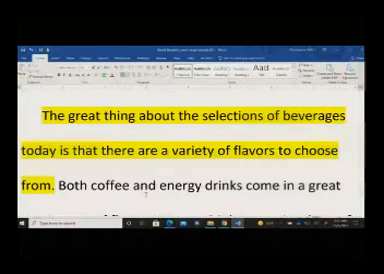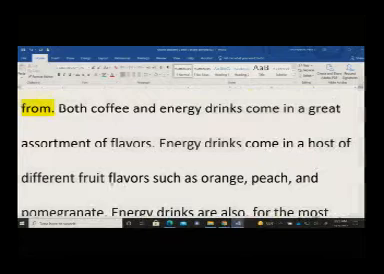So this paper does some things very well. The topic sentences are good topic sentences. They're just not in the right order, okay? Energy drinks come in a host of different fruit flavors.